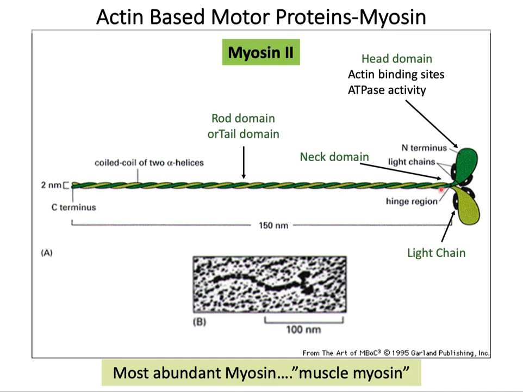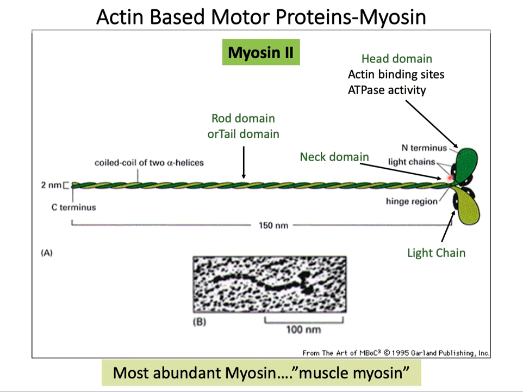I also want to point out that where the globular head domain meets the long tail domain, there is a short region known as the neck domain. It is an extremely flexible domain. The conformation of the neck domain is very sensitive to ATP binding, as you will see in a minute, and is really important for the function of myosins.